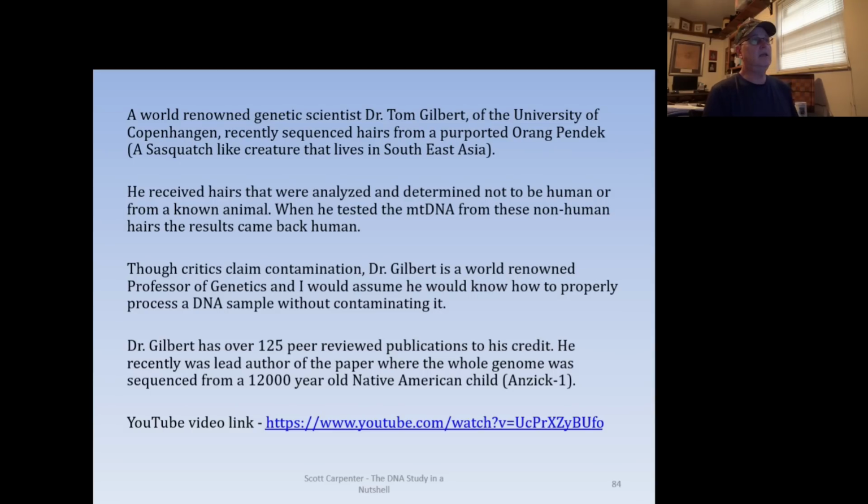And so basically this Dr. Tom Gilbert found the same results that Dr. Ketchum found with the orang pendek. He had a non-human hair yield human mitochondrial DNA. And that's the end of the slideshow.